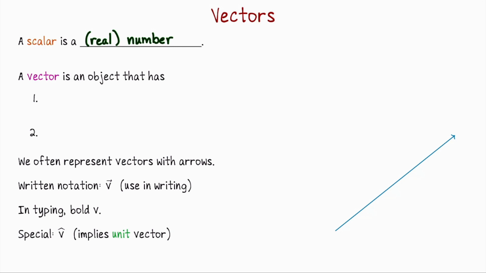In general in mathematics, a scalar is a number, and in this course we only work over what we call real numbers, as opposed to complex or imaginary numbers. So when we say scalar, we're just talking about a regular real number.